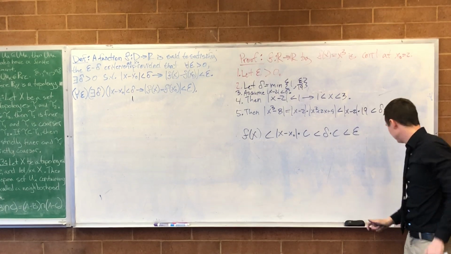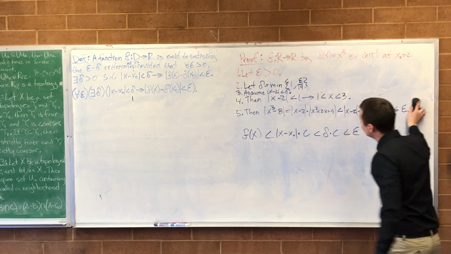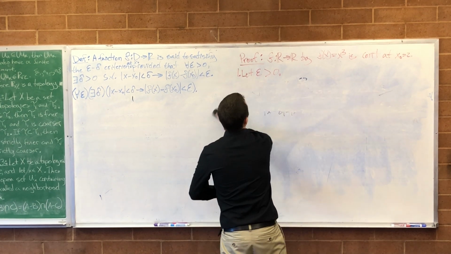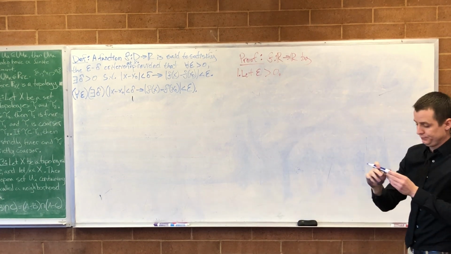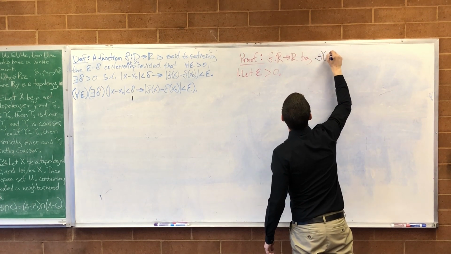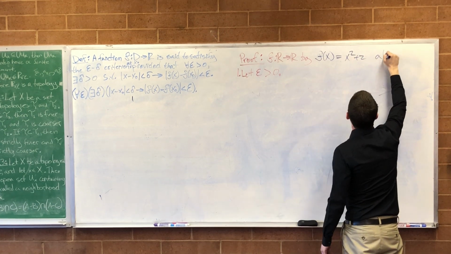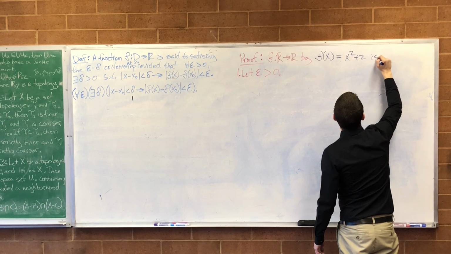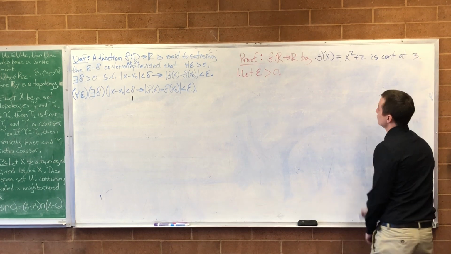I don't know. Maybe we should just do another one. Do another one? Yeah. All right. Give me a function and give me a point. What function you want? You're too slow. Okay. Prove f(x) equal to that is continuous at what point? 3. All right. So that's what we'll do.